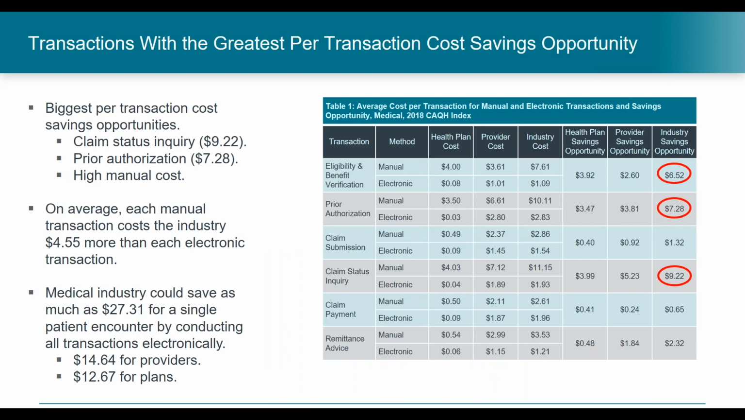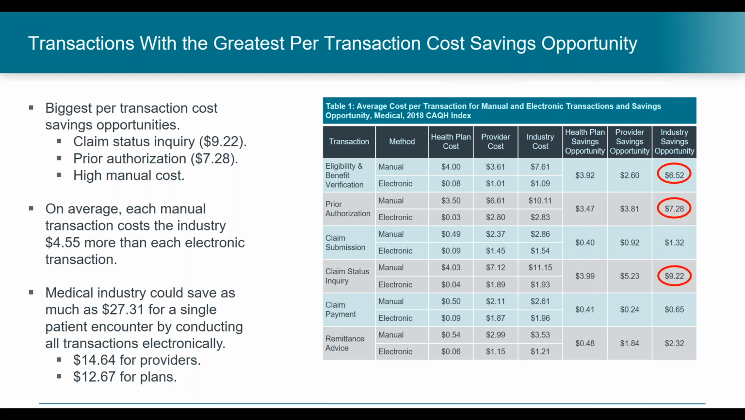Each of these transactions has a high manual cost. So if you go and look in the various columns, you'll see, for example, that manual provider cost for prior auth is $10.11, as well as for claim status inquiry, it's $11.15. Interestingly, on average, a manual transaction costs the industry $4.55 more than electronic transactions. And so for all the three transactions that we just mentioned, this gap is much bigger.